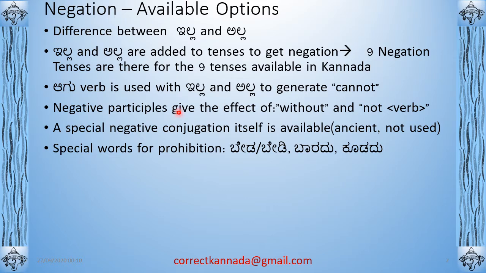Okay. So that's the second topic that we will cover. That is, how do you negate using tenses? Okay. Third is a way of saying cannot, because this is used very often in spoken Kannada, and cannot is a very common modal word in English, which can mean cannot as in not able to, cannot as in not willing to, right? So for any situation where you want to say cannot, agu is the verb used, along with illa and alla, and that will be dealt with in the third slide.